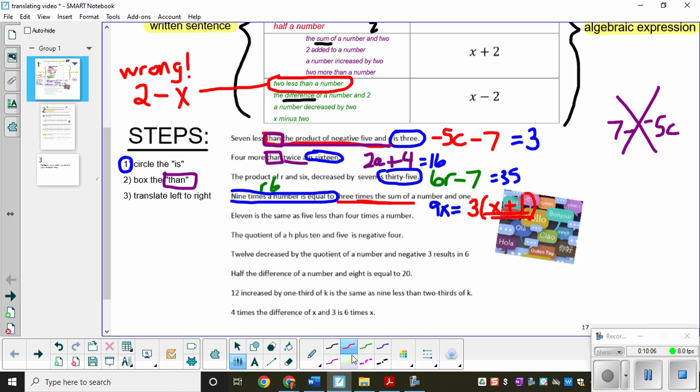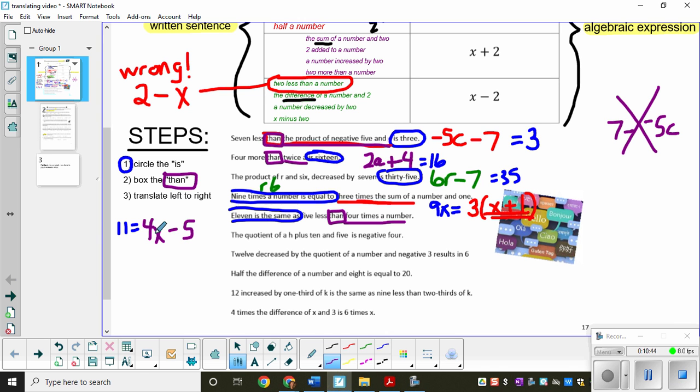Now we're on the next one that starts with 11. Okay, y'all? So 11 is the same as 5 less than 4 times a number. 11 is, there's the is, 11 is the same as. So for this one, I'm going to write it over here. We're going to start with 11 is the same as. Now we're going to do 5 less than 4 times a number. I have the word than. So 4 times a number needs to come first. 4 times a number, so 4x. Now show me 5 less than that by taking away 5. So 11 is the same as 5 less than 4 times a number.